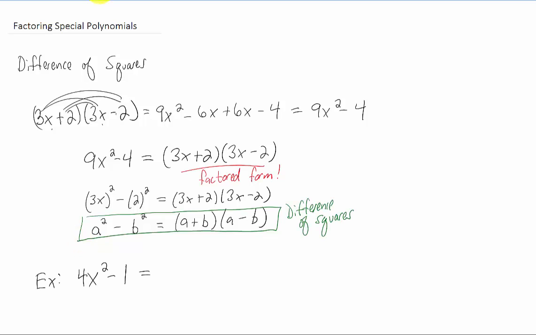And just as a really quick example, what if we had 4x squared minus 1? Well, we might recognize this 4x squared as 2x squared. You might recognize 1 as, well, just 1 squared. And there's a minus in between these two things. So this is a difference of squares. We know from our rule above that we just take the first thing that got squared, add it to the second thing that got squared, and then do the same thing with a little subtraction in between. And that is how you factor 4x squared minus 1.